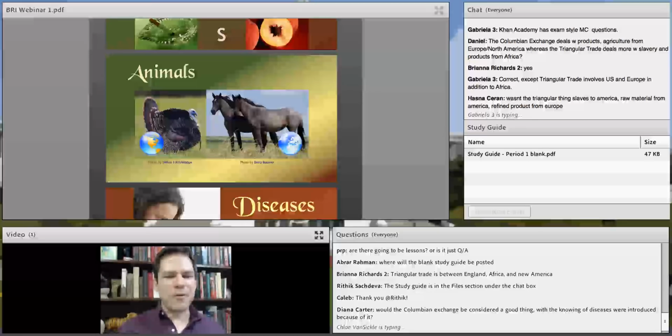That's pretty awesome. All right, so horses are coming from Europe, and they are influencing Indian lifestyles here. And then turkeys are coming from the New World and going to the Old World.